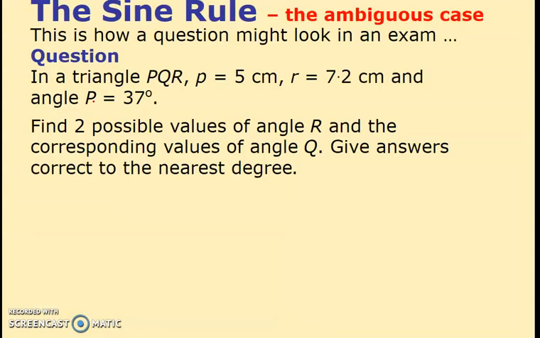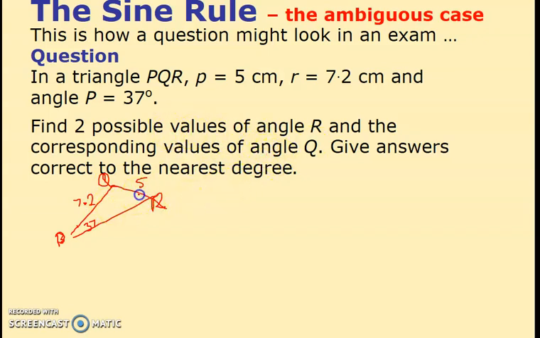In an exam then, very quickly, I'll try to do this. It says draw a triangle PQR, so I'm going to quickly draw it. There's my PQR. It says angle P is 37, so there's my 37. It says p is 5. Let's label this Q and R. r is 7.2, so that's 7.2. And what's it asked me to find? It says find two possible values of R.